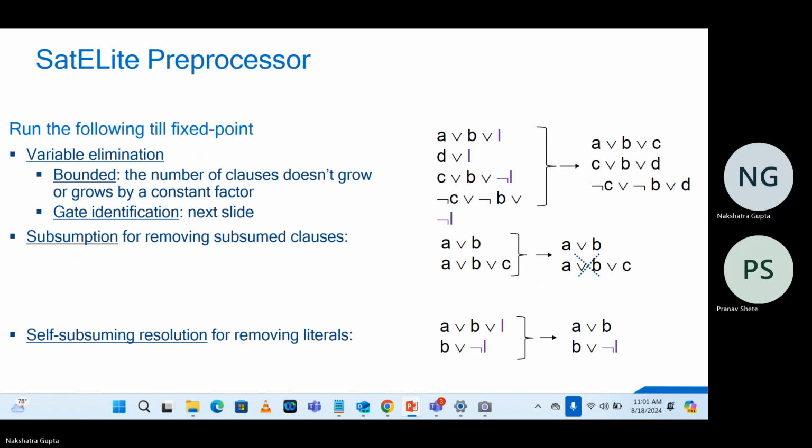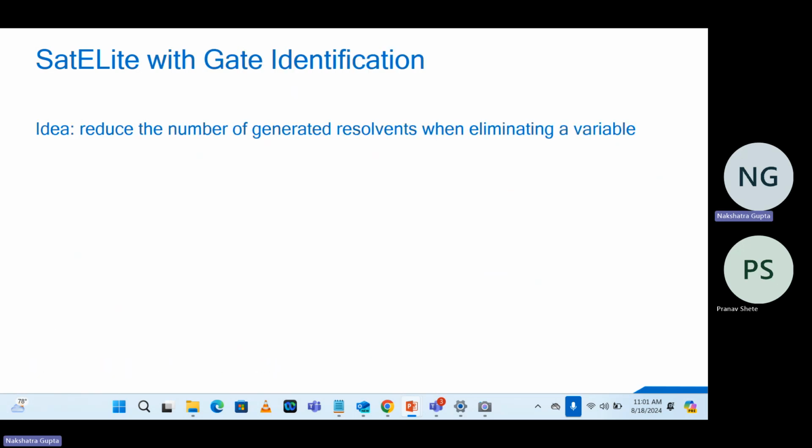And there's subsumption and self-subsuming resolution. This is actually a very powerful thing, especially on many instances. Let's talk about gate identification. The idea is to reduce the number of generated resolvents when we eliminate a variable. But it's actually stronger than that, because when you check whether you can eliminate the variable, if you use gate identification, you can eliminate more variables. So this is very good. I will show you how it works with an AND gate example, but it's applicable to other gates too.